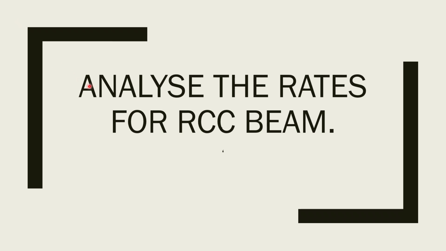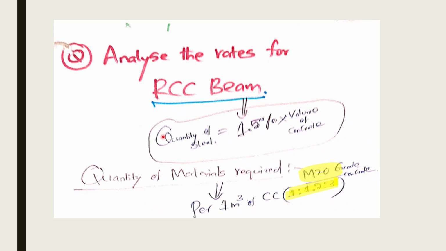Hi everyone, today we're discussing how to analyze the rates for an RCC beam. In this, they have given the quantity of steel as 1.5% of the volume of concrete, and the grade of concrete is M20. For M20 grade concrete, the proportion is 1 is to 1.5 is to 3. This proportion is for 1 meter cube of cement concrete.